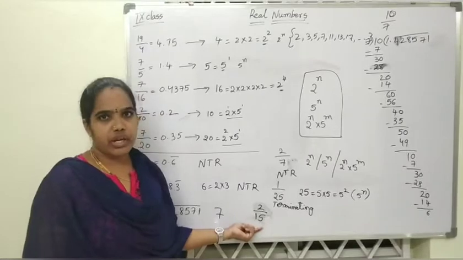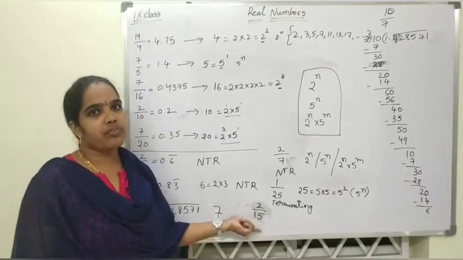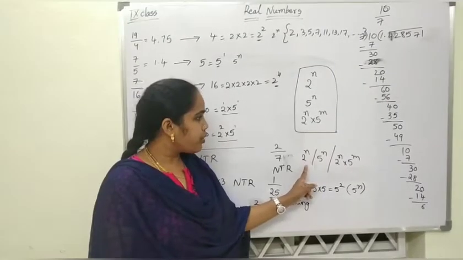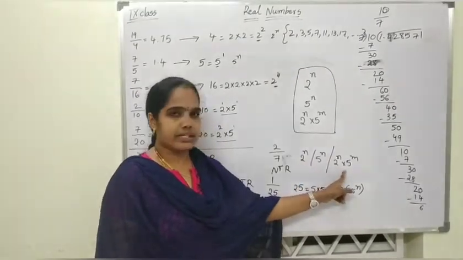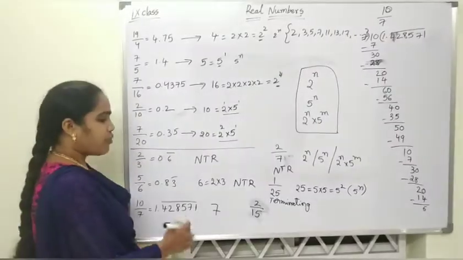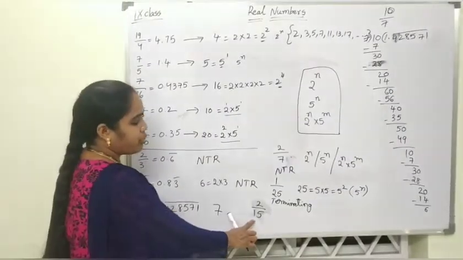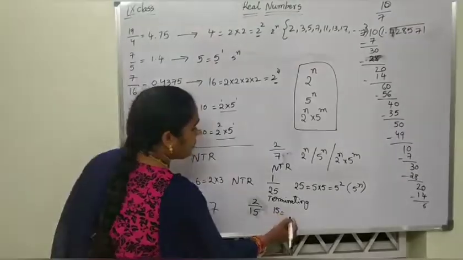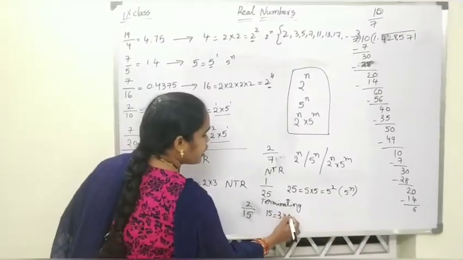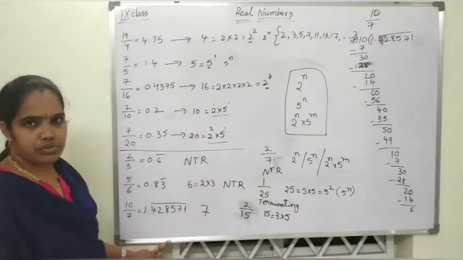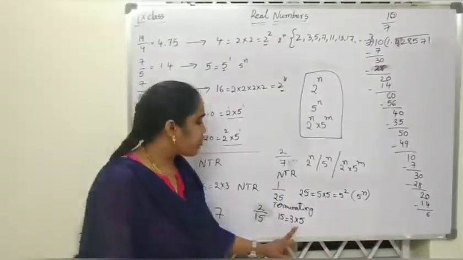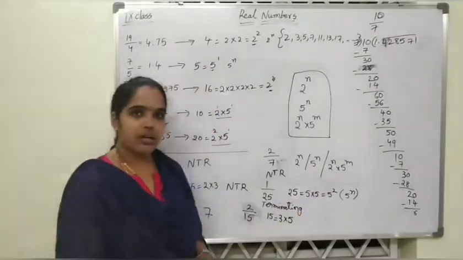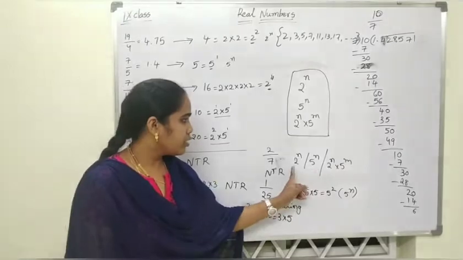First we have to observe the denominator. What is the denominator? 15. Is it in the form of 2 power n, 5 power n, or this? We have to observe. So first, what do we have to do? For the denominator we have to write the prime factorization. For 15, the prime factorization is 3 into 5. Is it in the form of any one of these? No.